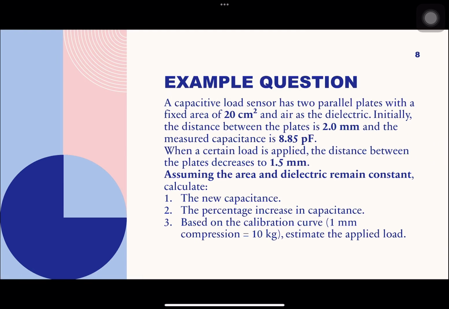We're asked to calculate, first, the new capacitance. Second, the percentage increase in capacitance. And third, using a calibration curve where 1 millimeter compression equals 10 kilograms, estimate the applied load. This demonstrates how a simple measurement of capacitance can be used to determine how much force or weight has been applied.